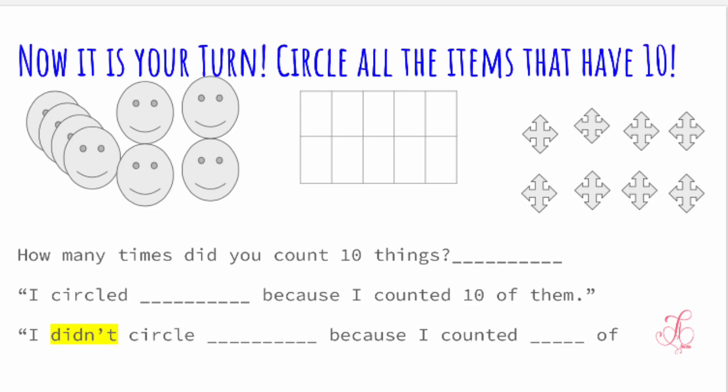And then I want you to write the sentence. You can write a sentence under each one that you drew. If you drew the smiley faces and it has 10, you're going to say, I circled the smiley faces because I counted 10 of them. If not, you're going to say, I didn't circle the smiley face because I didn't count 10 of them.